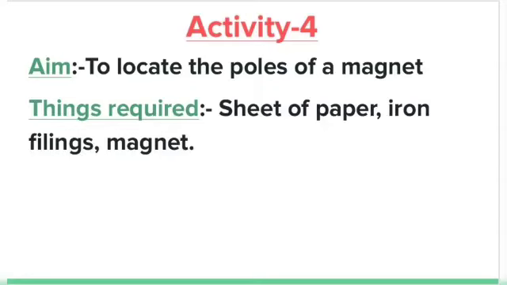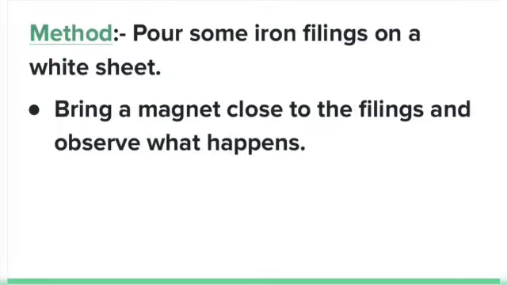Now our next activity, activity number 4. The aim of this activity is to locate the poles of a magnet. The things required for this activity are a sheet of paper, iron filings, and a magnet. The method of doing this activity is to pour some iron filings on a white sheet and then bring a magnet close to the filings and observe what happens.